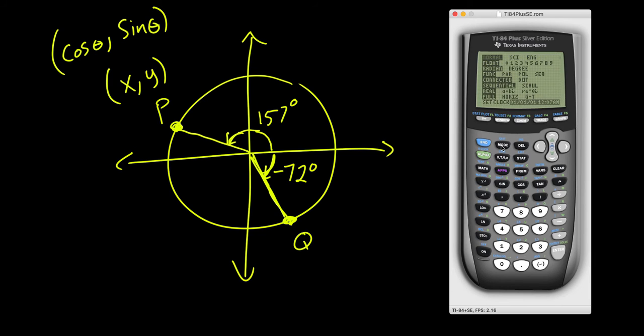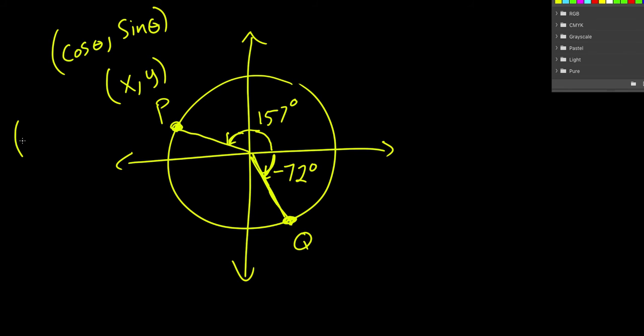I want to go to mode and make sure that I'm in degrees because I'm plugging in a degree measure. And then I get negative 0.921. Yeah, because we want to do 3 significant figures. So we get negative 0.921 for the x value.